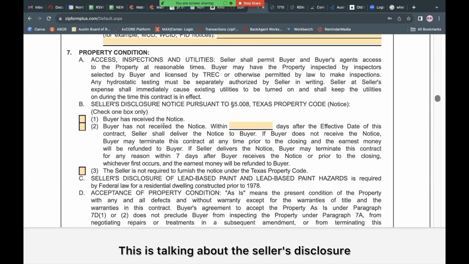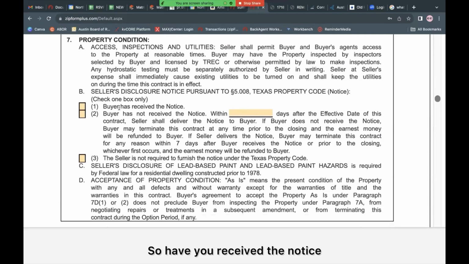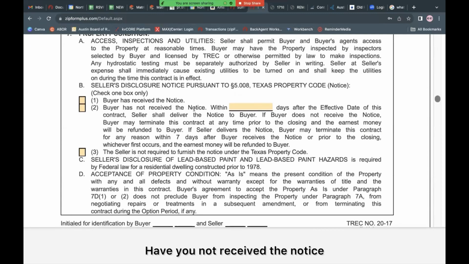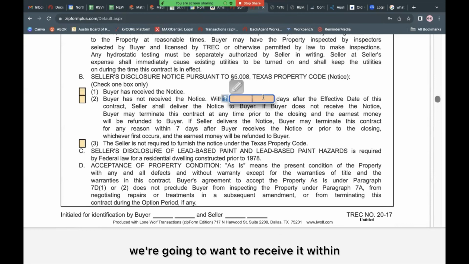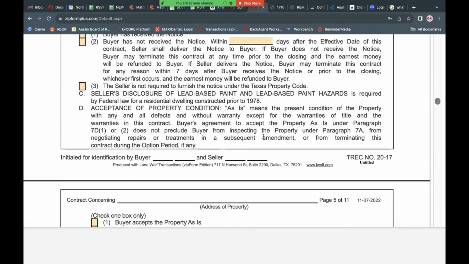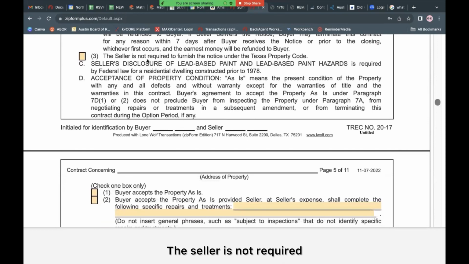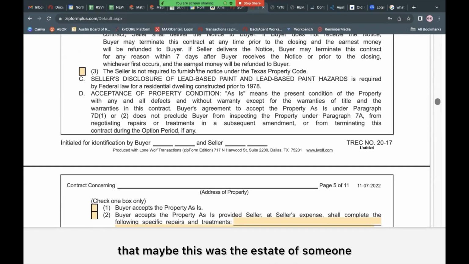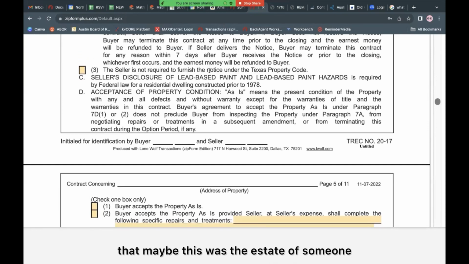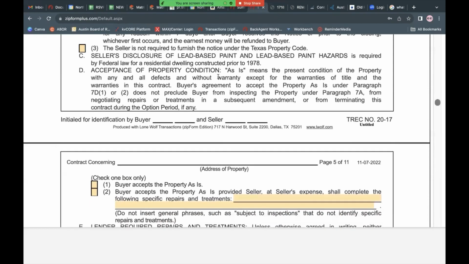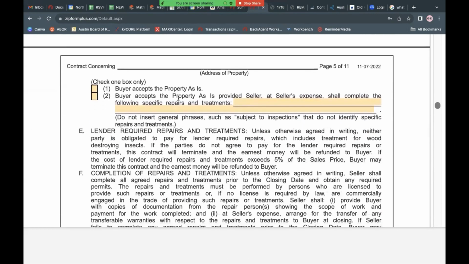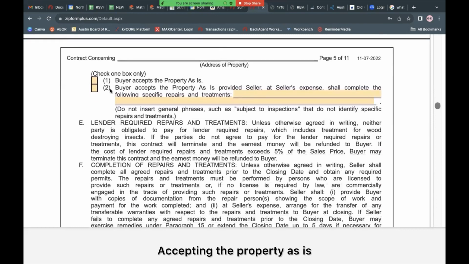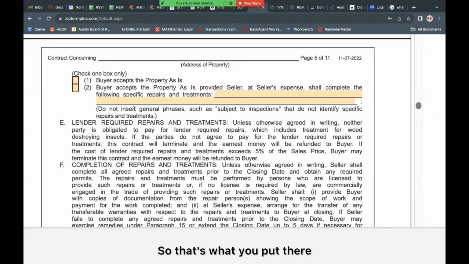This is talking about the seller's disclosure. So have you received the notice? Have you not received the notice? If you haven't received it, we're going to want to receive it within a certain amount of days. The seller is not required. This would just be for someone that maybe this was the estate of someone and they never lived in the property. And so they don't have to. Again, more definitions here. Accepting the property as is, or you want them to make repairs. So that's what you'd put there.